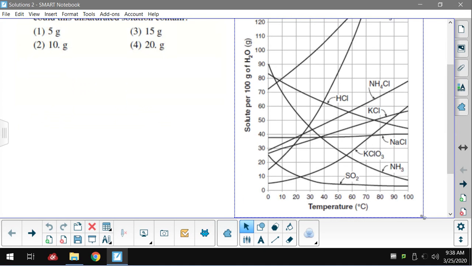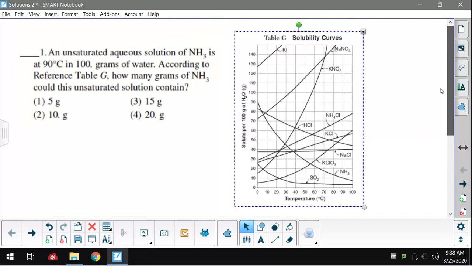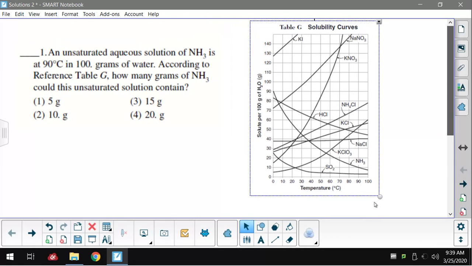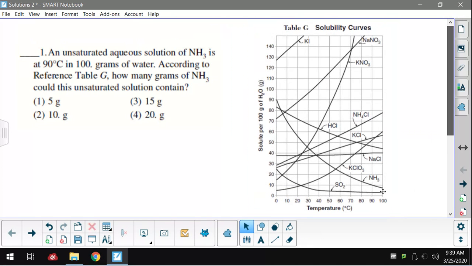All right, so table G shows you the solubility of different substances at a variety of temperatures. So the one we're talking about right here is ammonia, NH3. And actually, you don't even need to know the name. NH3 is this one right here, okay? And it's always out of 100 grams of water, and it says at 90 degrees. So 90 degrees, 100 grams of water, you go over here, and it crosses right there, all right? So it's that spot right there.